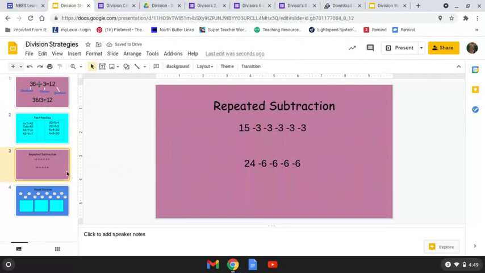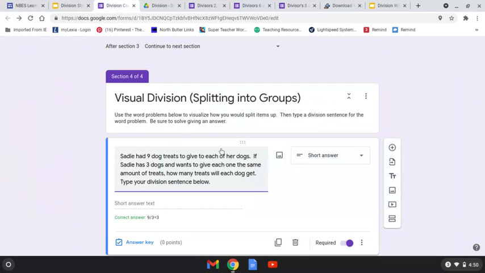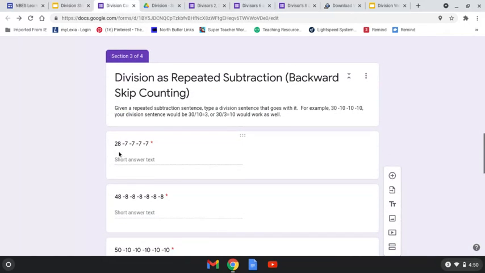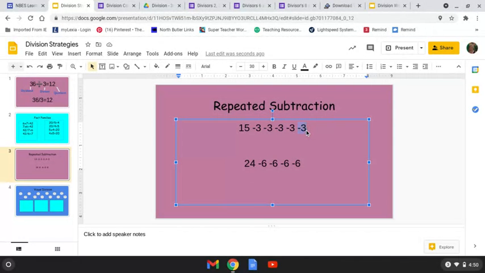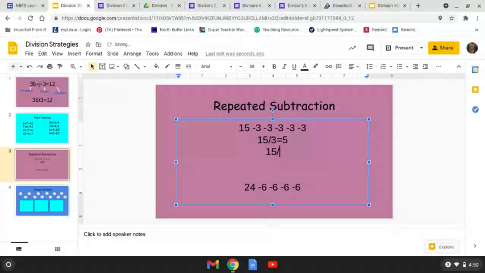Okay, next thing is repeated subtraction. That's going to be the next section right here. Starting out with the dividend, you're going to look at it as repeatedly subtracting the same number over and over. So for instance, with 15, you take away 3 repeatedly, over and over, 5 times. That can actually look like this: 15 divided by 3 equals 5, or 15 divided by 5 equals 3. Okay. And if you think about those with your fact families, 5 times 3 equals 15, 3 times 5 equals 15.